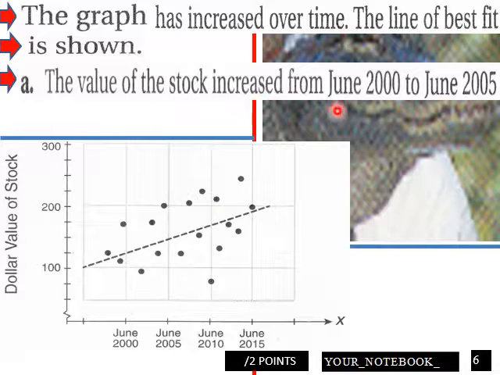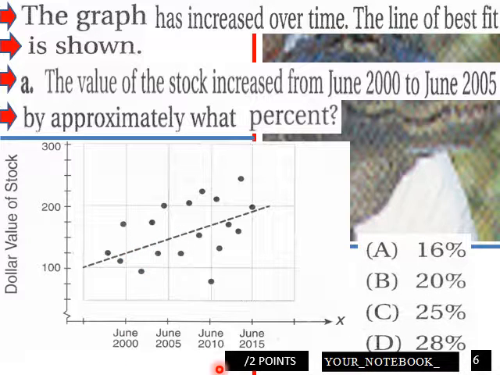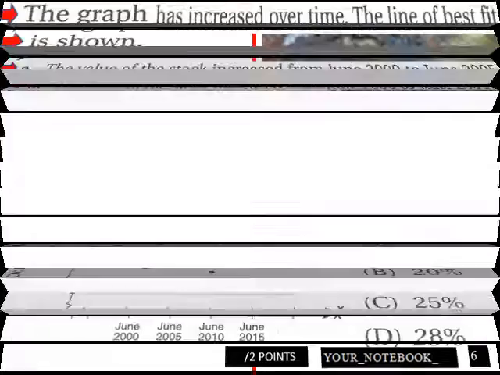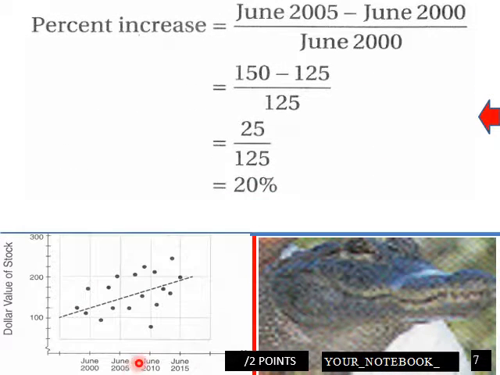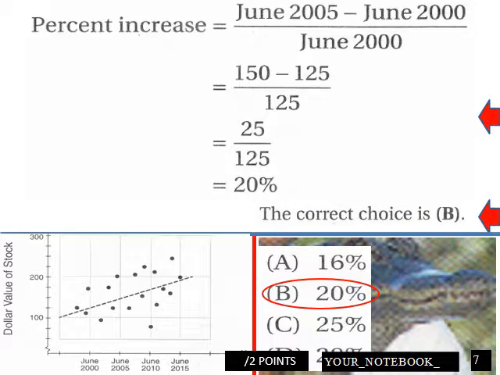The value of the stock increased from June 2000 to June 2005, right here, by approximately what percent? So how would we figure that percentage increase between 2000 and 2005? We would have to take two points here, June 2005 minus June 2000, over June 2000, and we get a 20% increase. So the correct choice would be B.